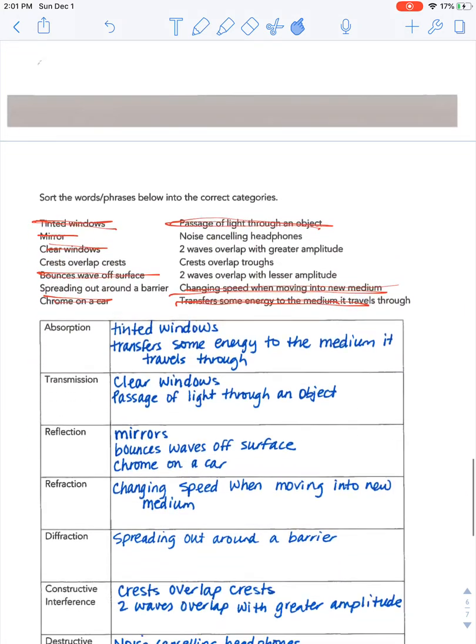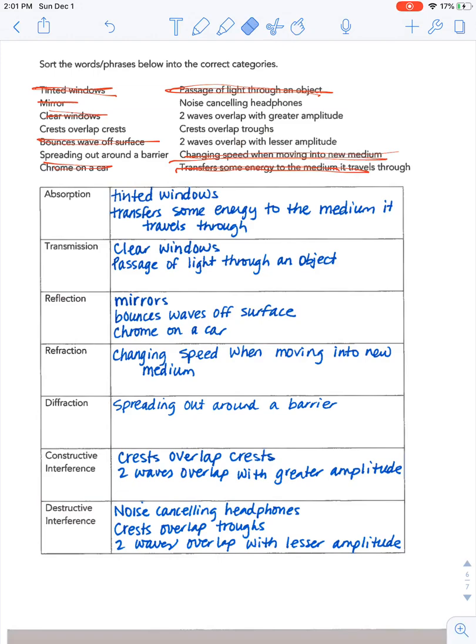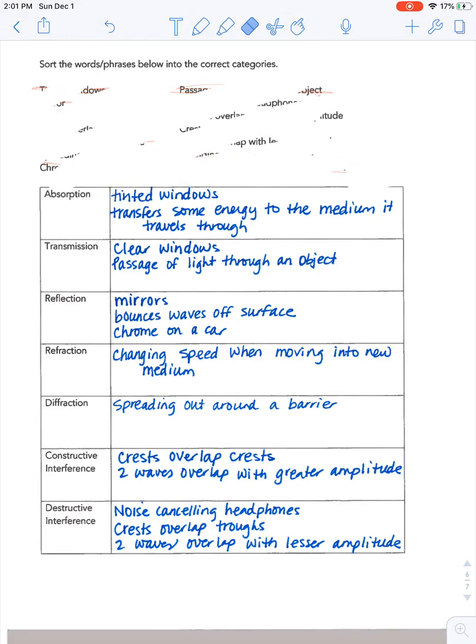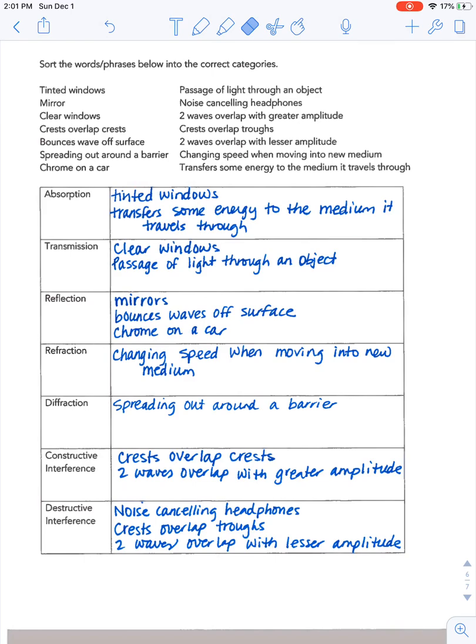All right, and now let's fill in this table here. We have this option bank, and each one of these falls into one of these boxes. So that means that there's going to be more than one option per box. Okay, absorption. That's going to be your tinted windows, where some of the energy is actually transferred to the medium that it's going through. That's why they say paper towels are absorbent, because if you were to put them in water, that water then transfers up into the paper towel.